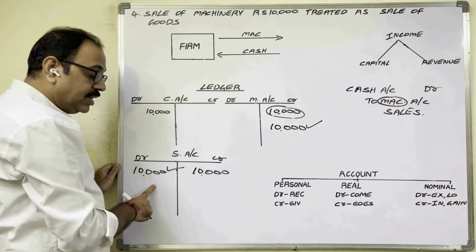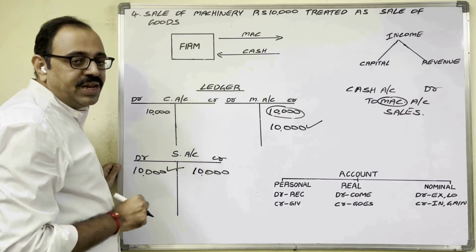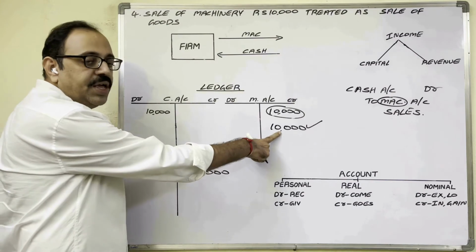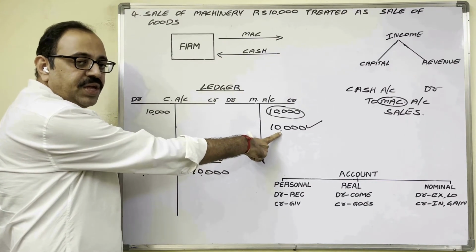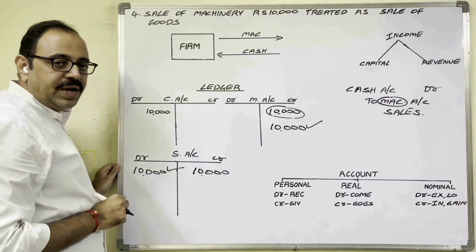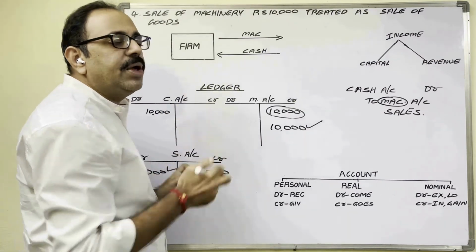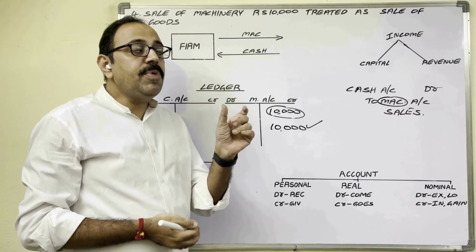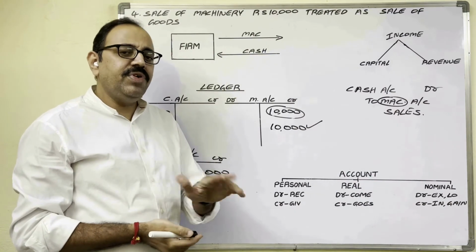Based on this, let us frame the rectification of error entry. The entry is sales account debtor to machinery account. By seeing this entry, you will get one doubt. That is, sales account we are debiting. So sales means income. Income we should always credit. Then why are we debiting?